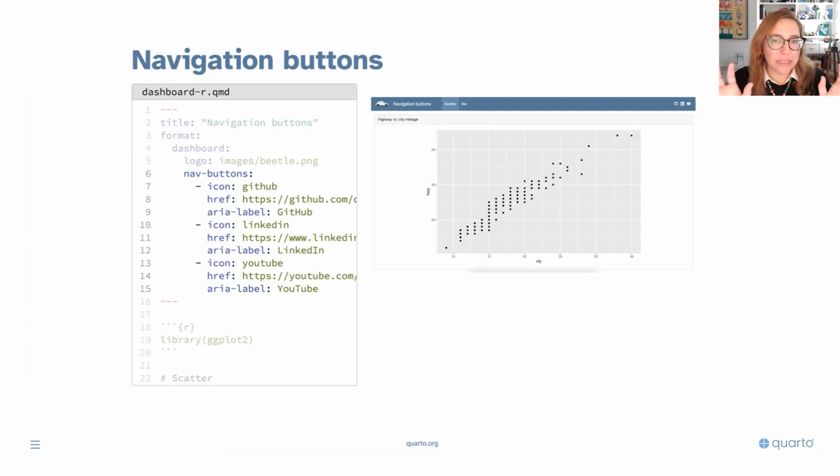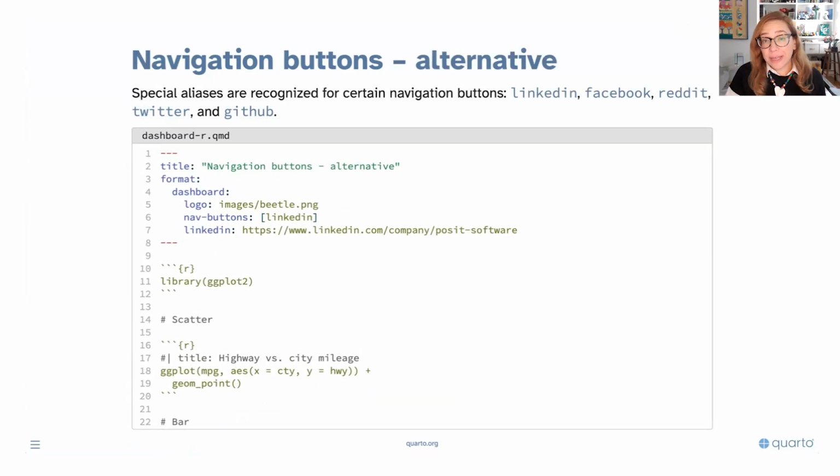But for now, we're going to stick with the default layout for these things. For some of the social links, we actually have special aliases for them. So that's LinkedIn, Facebook, Reddit, Twitter, and GitHub, things that we've assumed to be the most commonly used. So in that case, you can actually list them as a list in nav buttons and then give their URLs individually referring to the particular icons that we're pulling in.